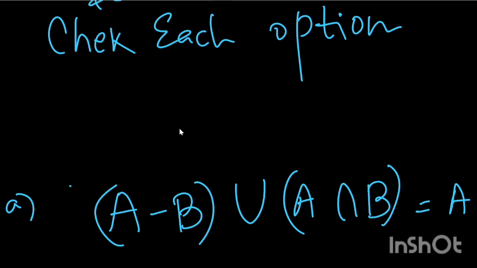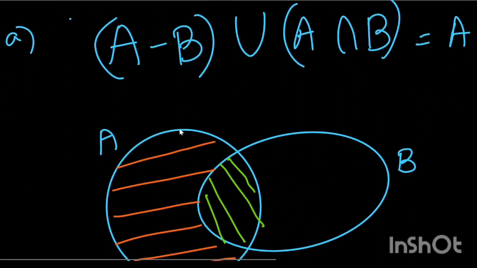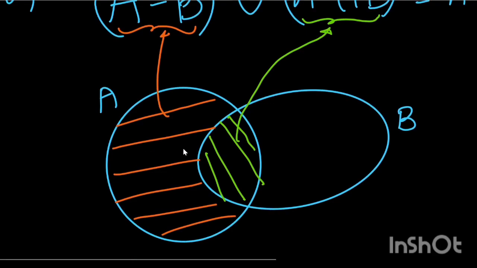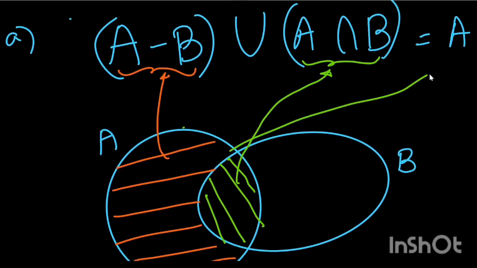A minus B union A intersection B is equal to A. So A minus B is, we know, this. This is A minus B. And A intersection B is, we know, this. So if you take the union of these two, we will get A only. As you can clearly see, this entire area is nothing but A, which is self-explanatory. So option A is correct.